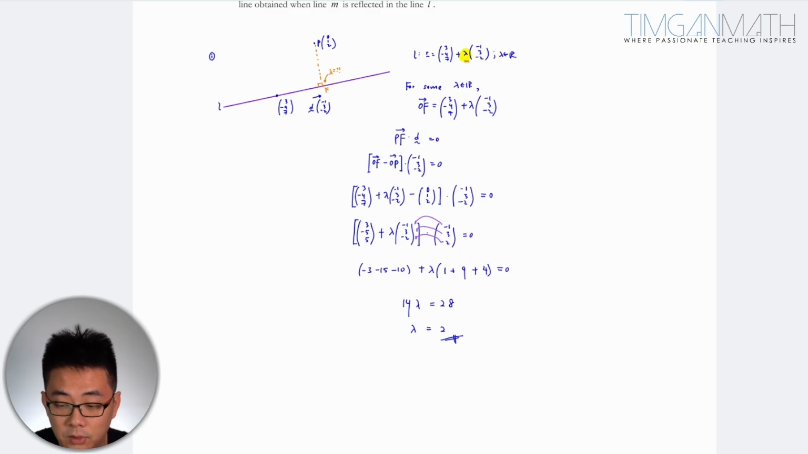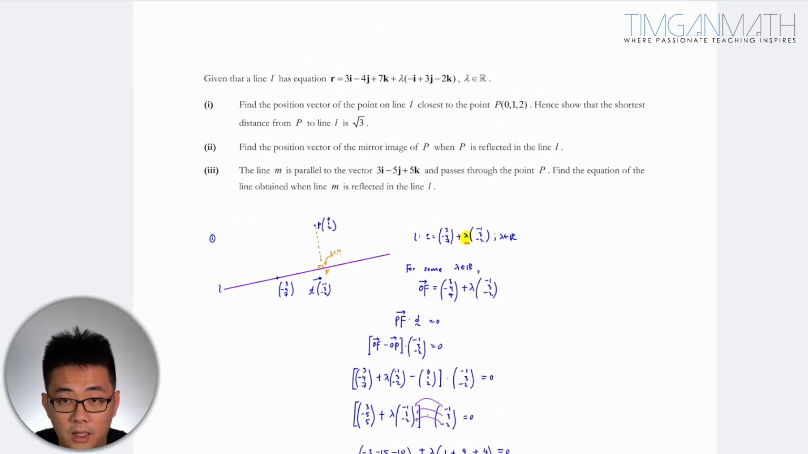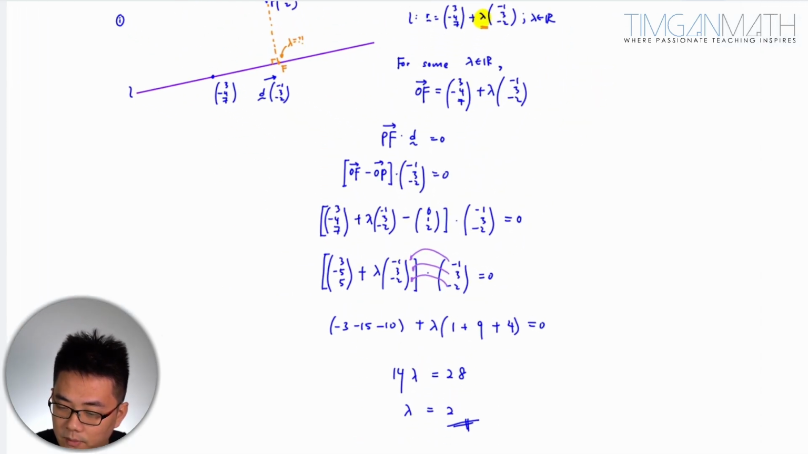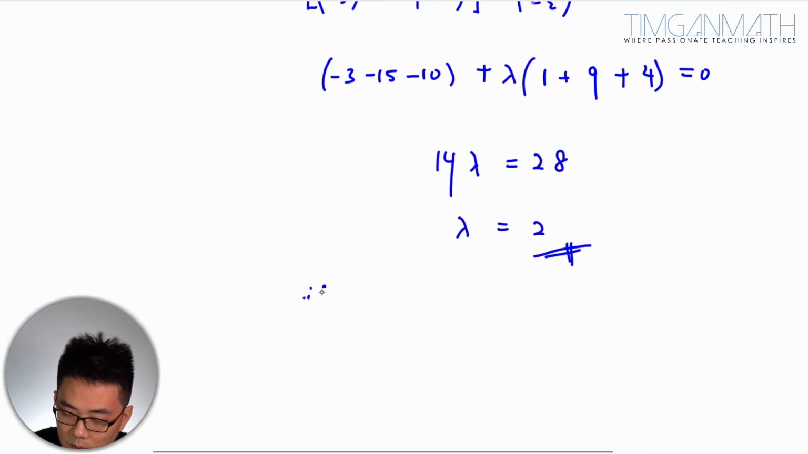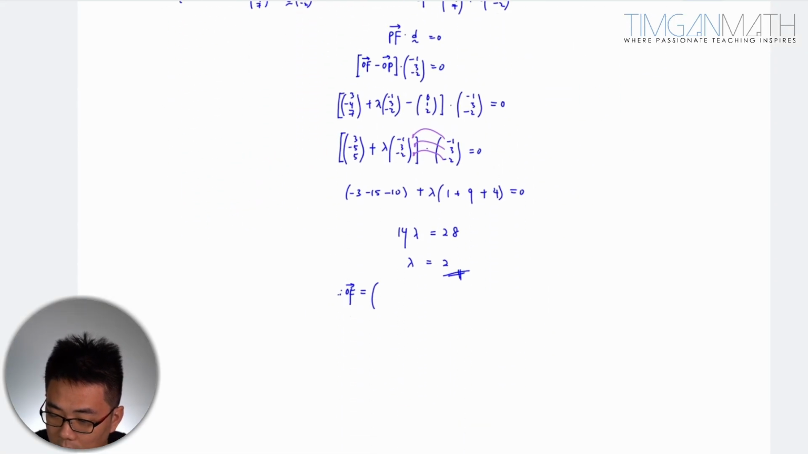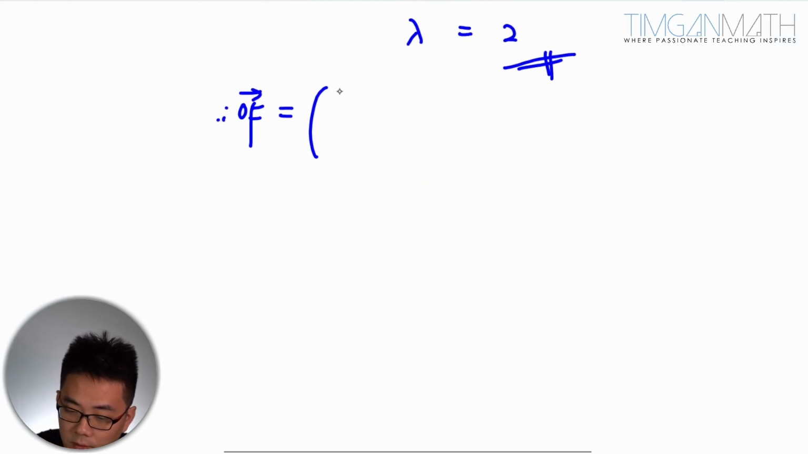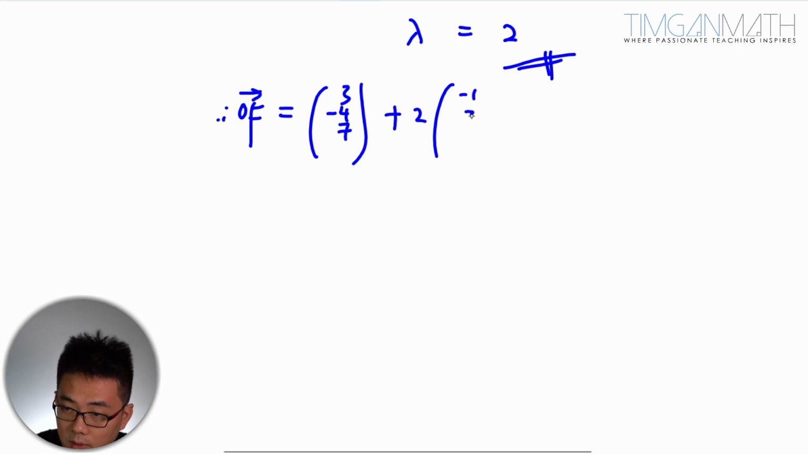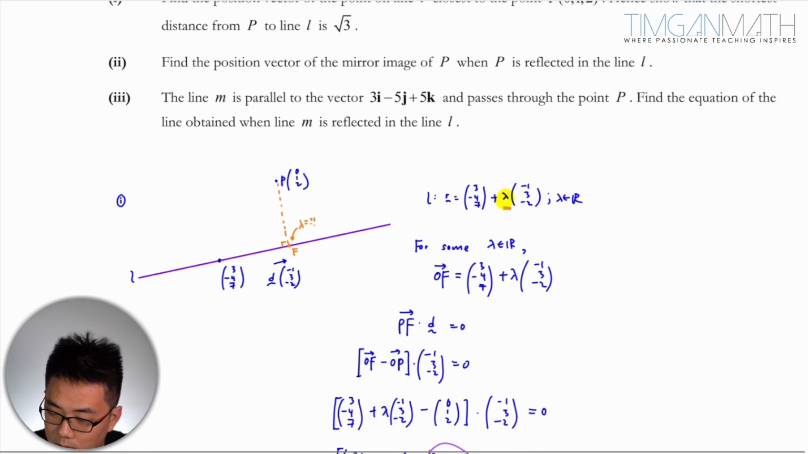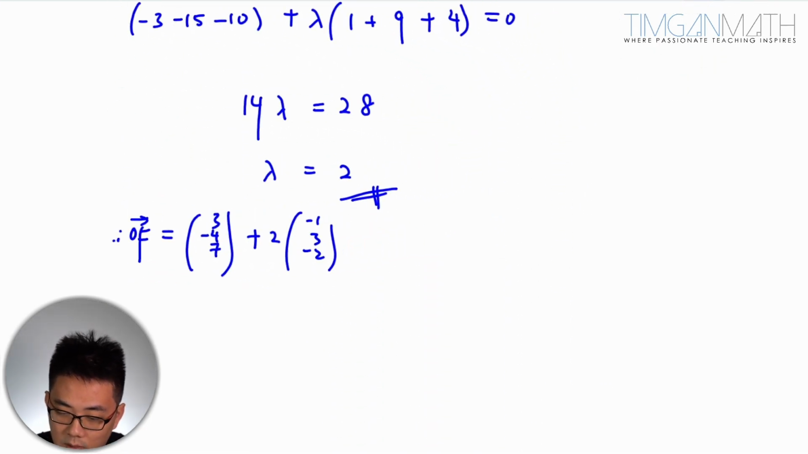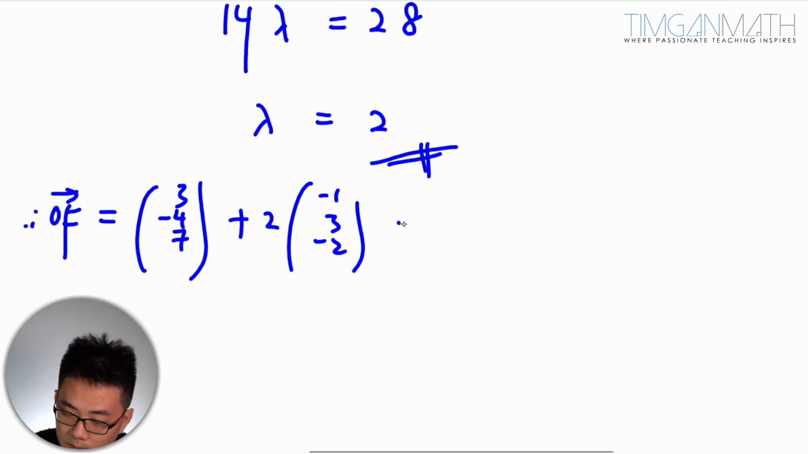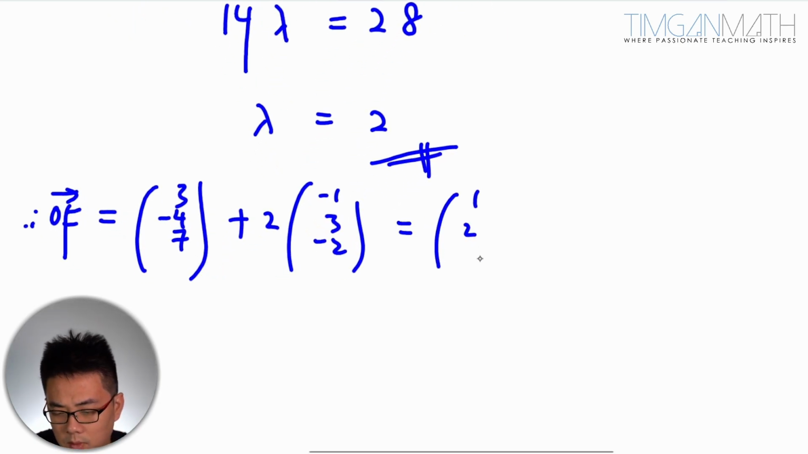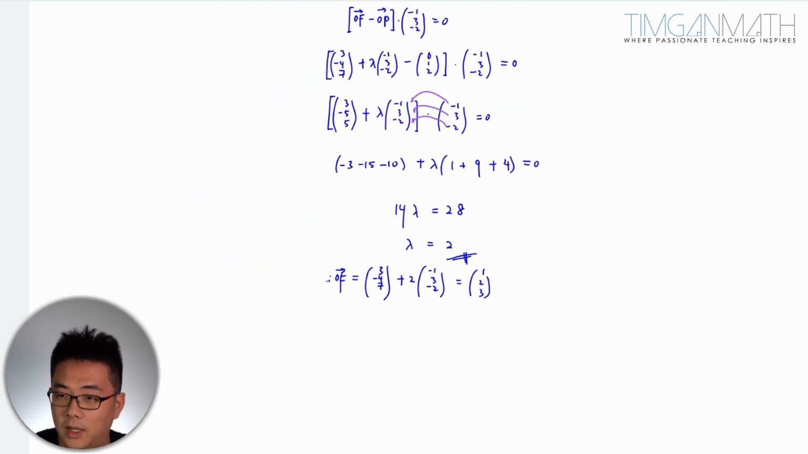Okay, so if lambda is 2, we could find OF, which is the point. So hence OF is equal to, just substitute lambda back into the line equation here: (3, -4, 7) plus 2 times (-1, 3, -2). Key into the calculator and this gives us 1, 2, 3. Such a nice number.